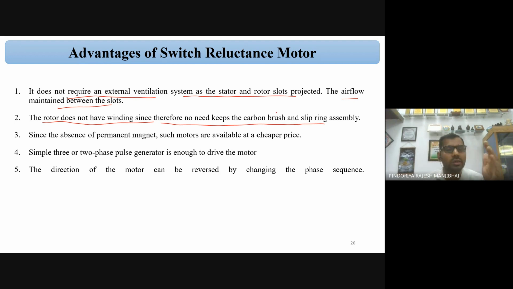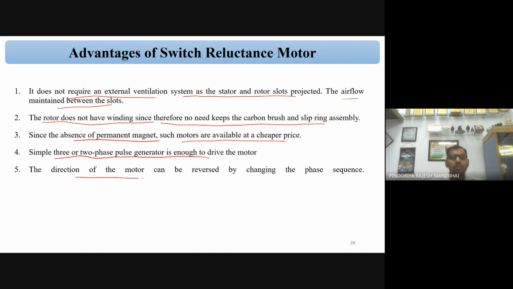On the rotor side there is no winding and no permanent magnet. Since there is no permanent magnet, such motors are cheaper, because the cost of permanent magnets is very high. In the case of the SRM, there is no winding and no permanent magnet, so we can say it is very cheap. A simple 3-phase or 2-phase pulse generator is enough to drive the motor.